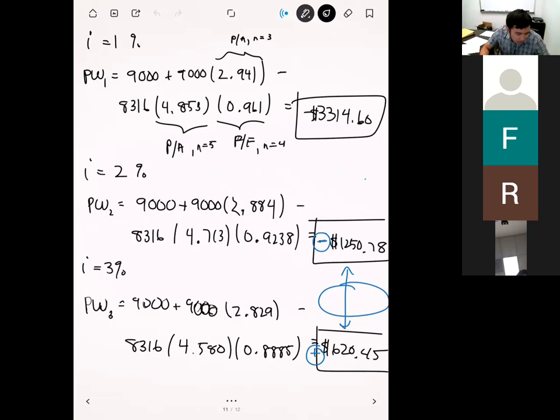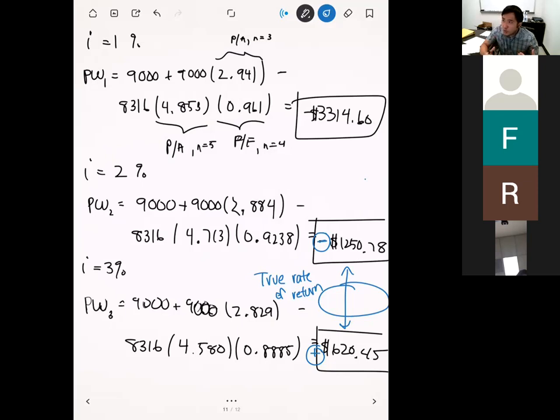$620.45. What I said at the end of the lecture on Tuesday was that in between 2 and 3 right here, we can see that the sign of the present worth changed. We went from a negative $1,200 to a positive $600. What that means is that the true rate of return is somewhere in between 2% and 3%, because somewhere in between 2 and 3% is the interest rate that satisfies the present worth equation exactly. In other words, it's going to give us a present worth of 0.